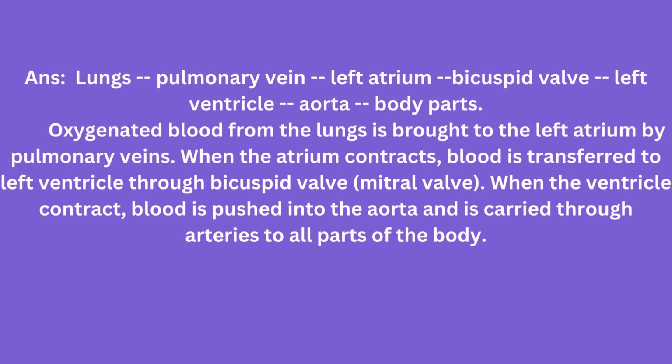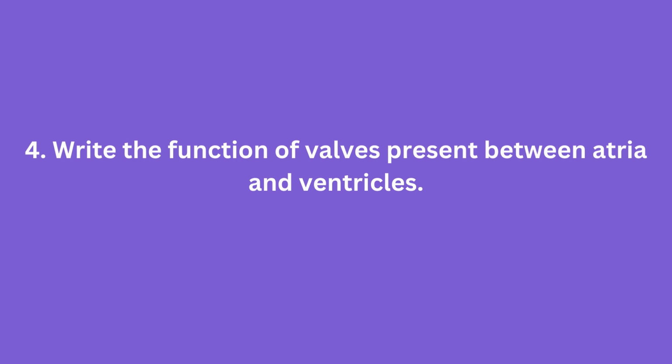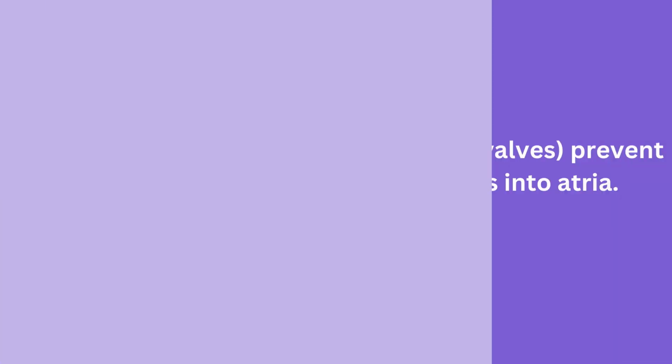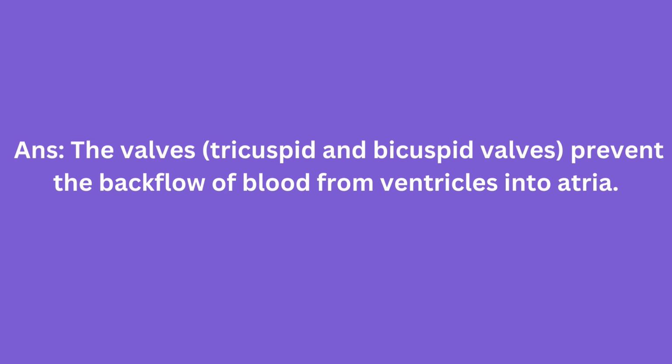When the atrium contracts, blood is transferred to the left ventricle through the bicuspid valve, mitral valve. When the ventricle contracts, blood is pushed into the aorta and is carried through arteries to all parts of the body. 4. Write the function of valves present between atria and ventricles. Answer: The valves, tricuspid and bicuspid valves, prevent the backflow of blood from ventricles into atria.